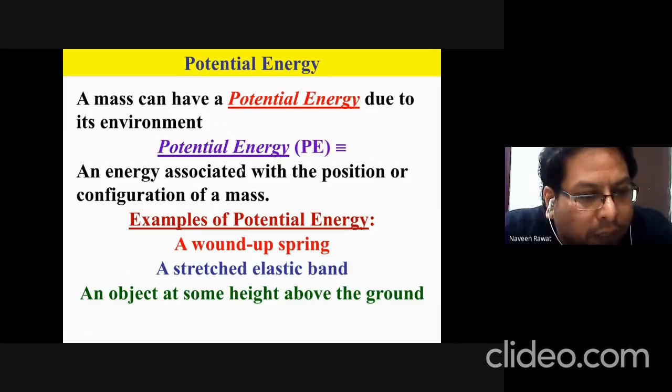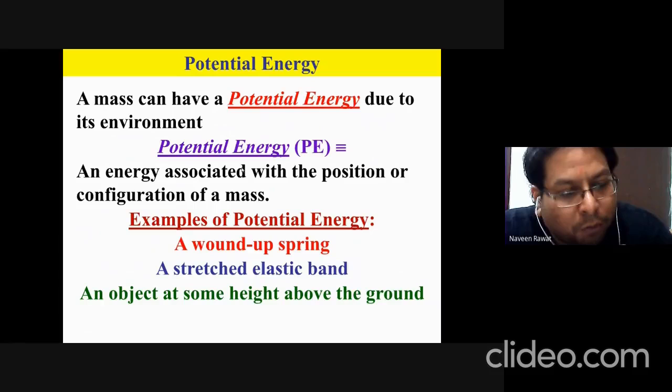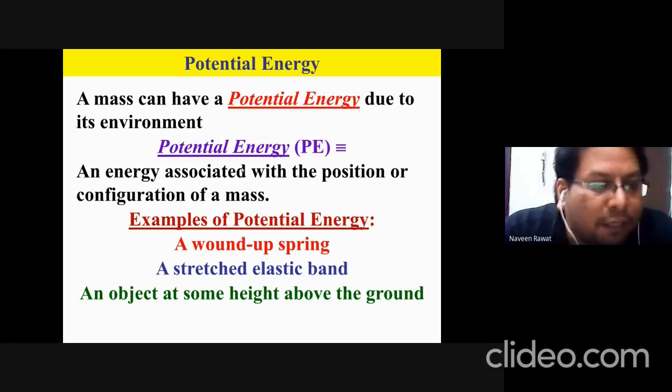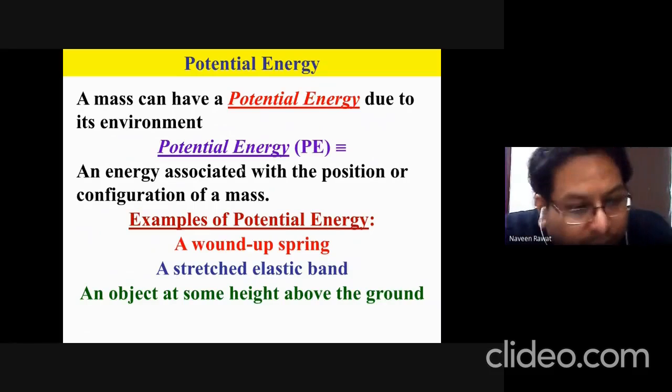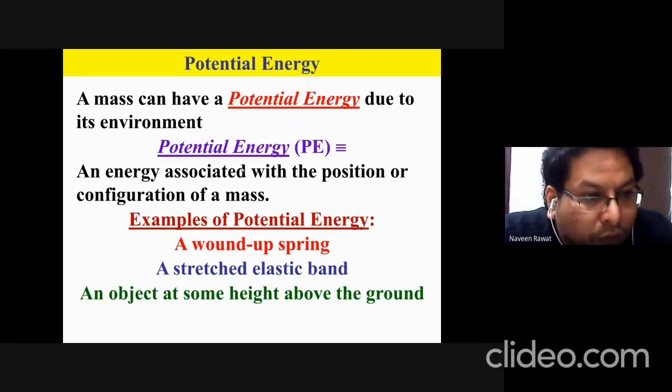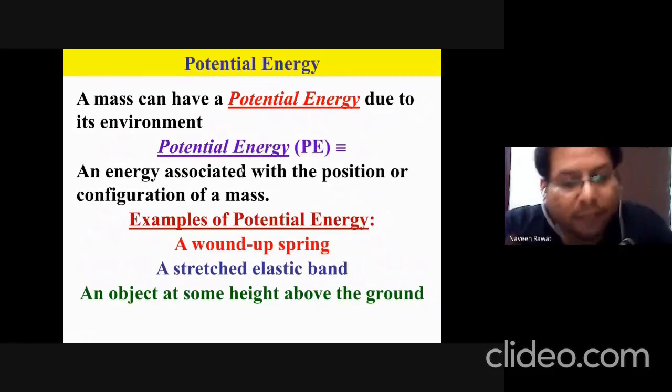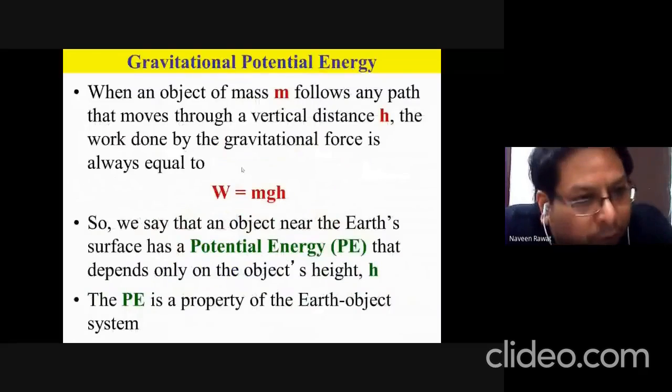Okay, and some examples of potential energy are, we talked about the wound spring. You have a stretched elastic band that possesses some potential energy. Keep an object at a certain height above the ground, then we say that it possesses some potential energy, right? So let's look at that example because that is the most familiar to you, the gravitational potential energy, right?